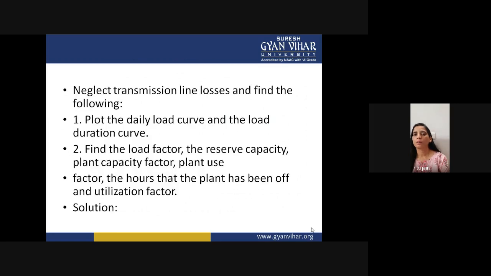What you have to do first is draw the daily load curve and the load duration curve, which we have already drawn in our previous lecture. And the second point is you have to find the load factor, the reserve capacity, the plant capacity factor, plant use factor, the hours that the plant has been off, and utilization factor. So we will discuss the second point in this lecture.